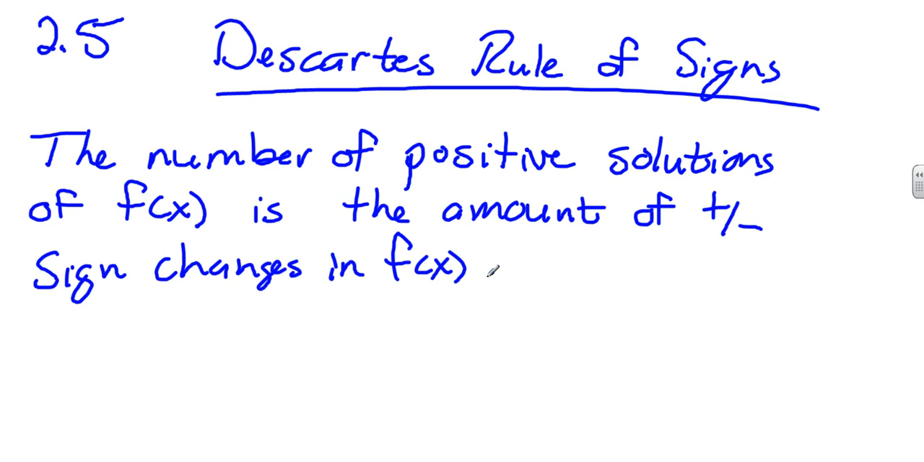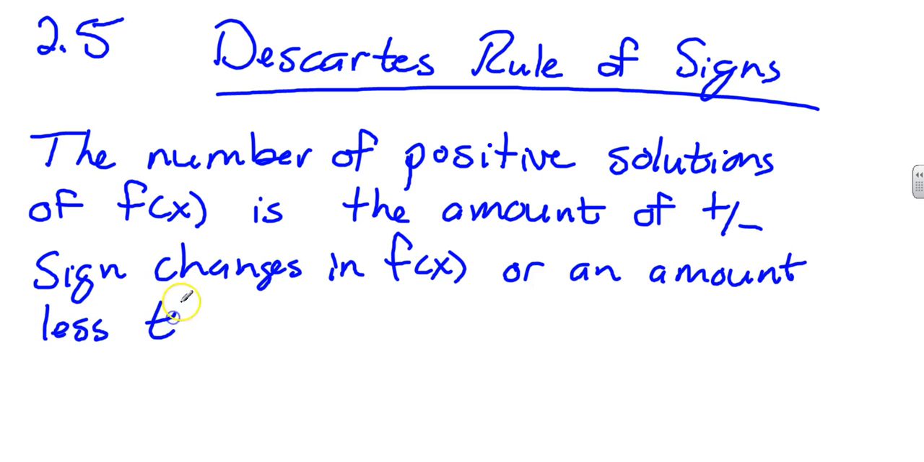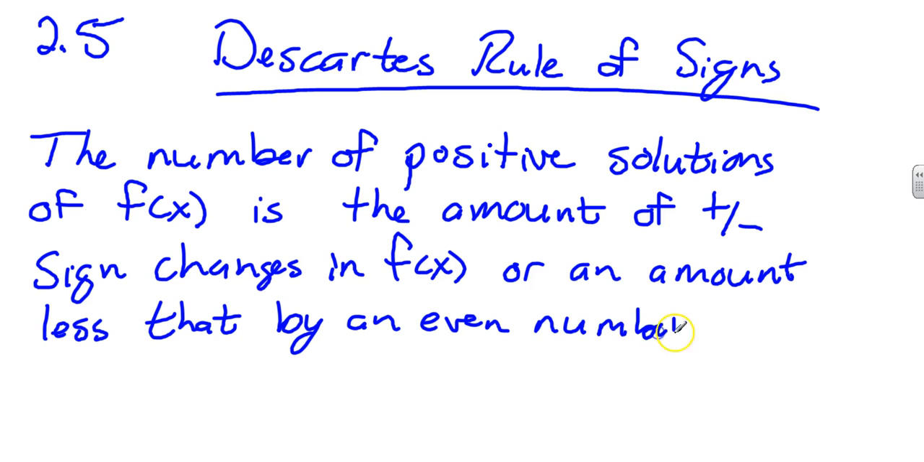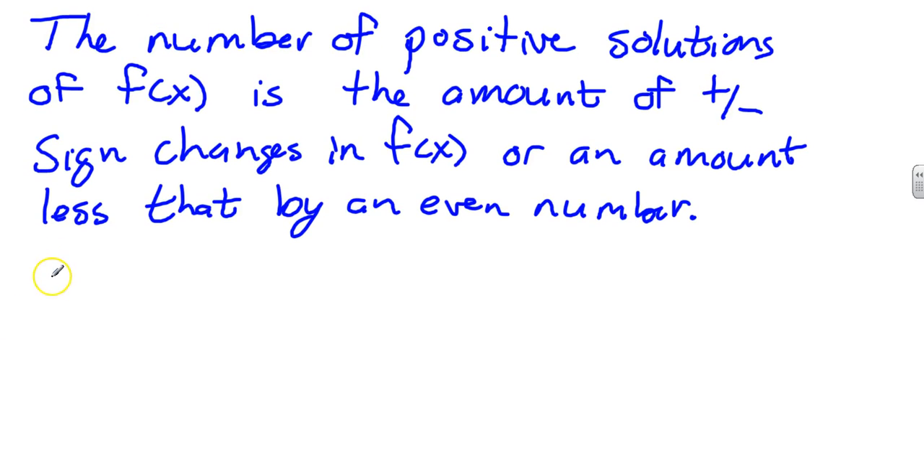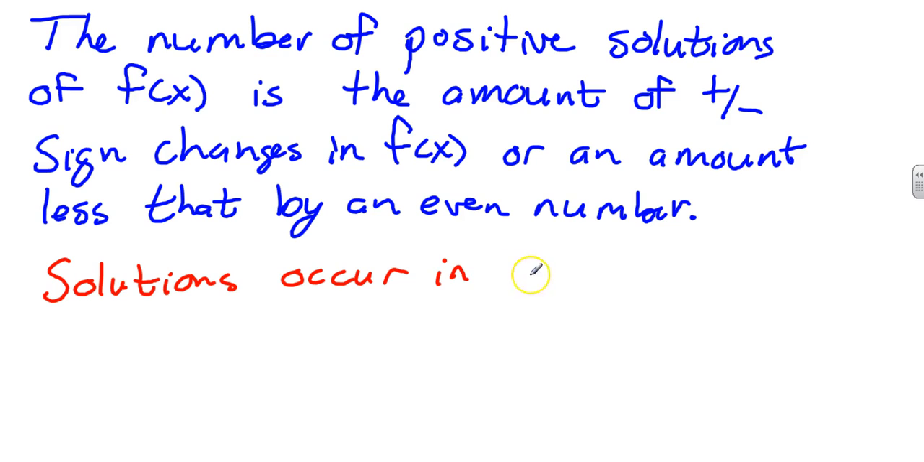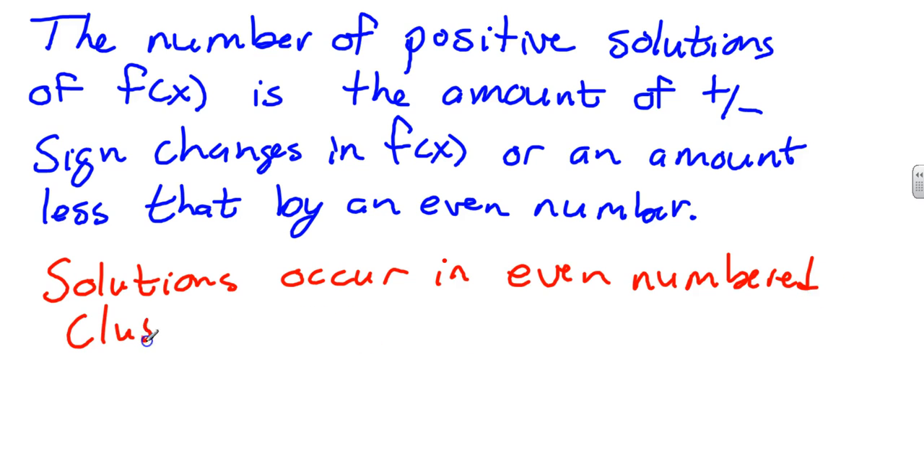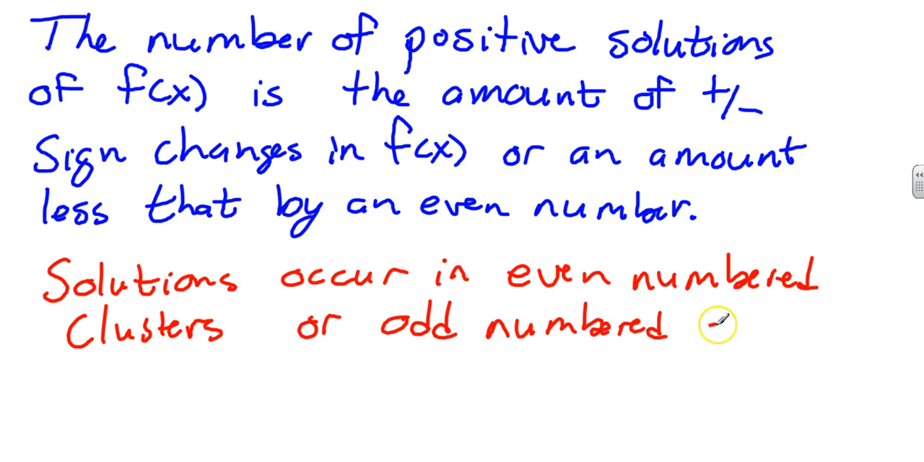So they say, all right, it's the number of plus or minus sign changes that you have in f of x, or an amount less than that by an even number. Now here's basically what that means. The solutions occur in even numbered clusters. This is the way I always think about it. Or occurs in odd numbered clusters.